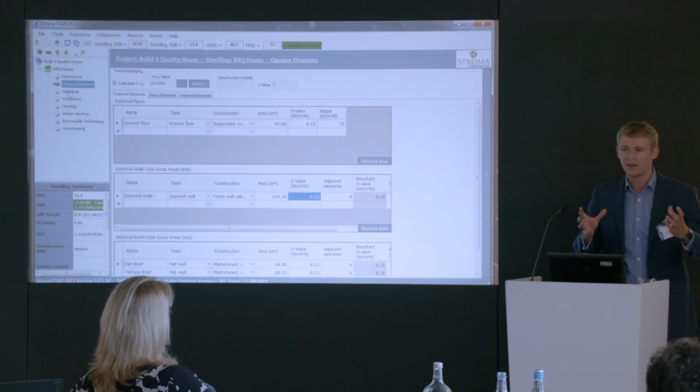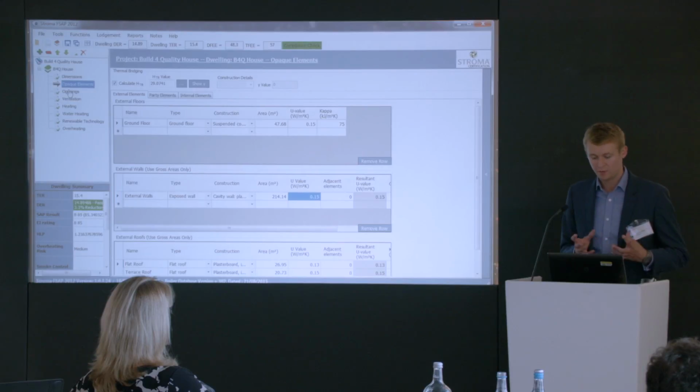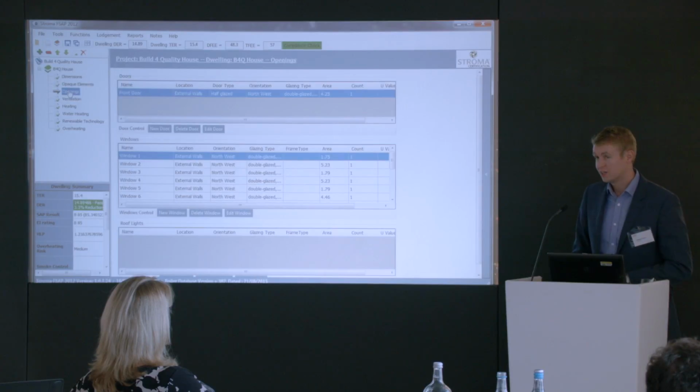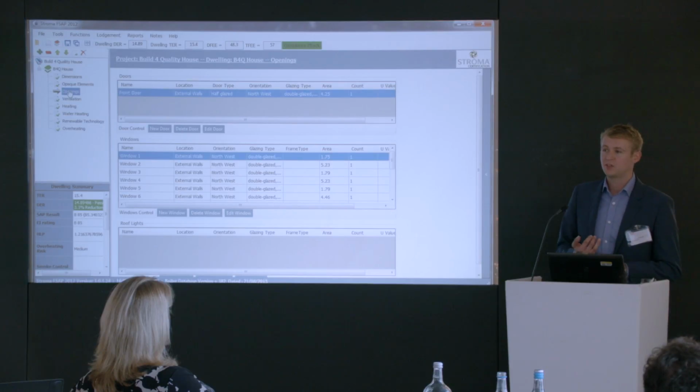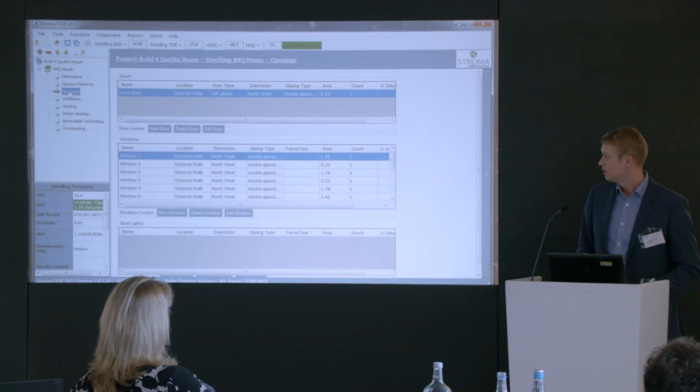So we have our volume of house. We figured out how much heat loss we have from it to a certain extent. We then need to specify what openings we've got. And in SAP, we have to look at doors, windows, and roof lights.